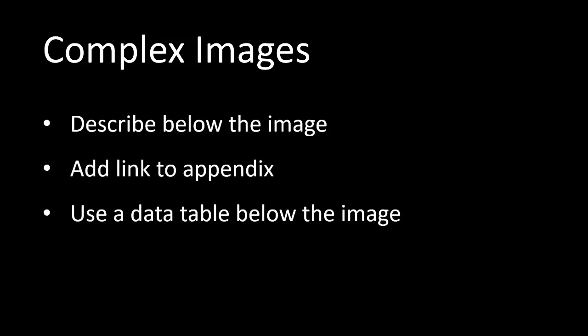Complex images. There are times when more information than just the alt text is needed for an image, chart, or graph. A long description needs to be provided to fully cover the important information depicted. Employ one of the following options. Describe the complex image using text below the image. Add a text link below the image to a textual description in an appendix. Provide an equivalent data table below the image or graph. We'll talk more about tables later in the tables section.